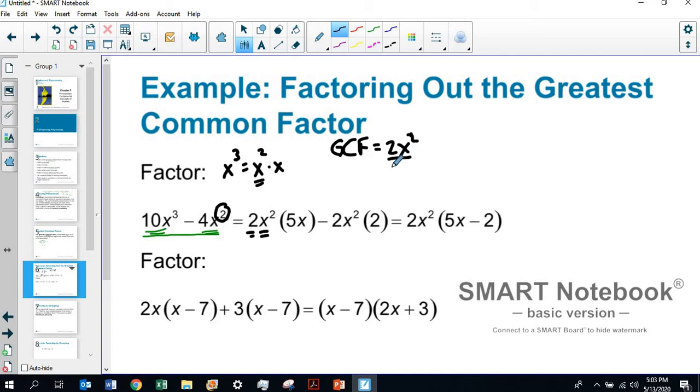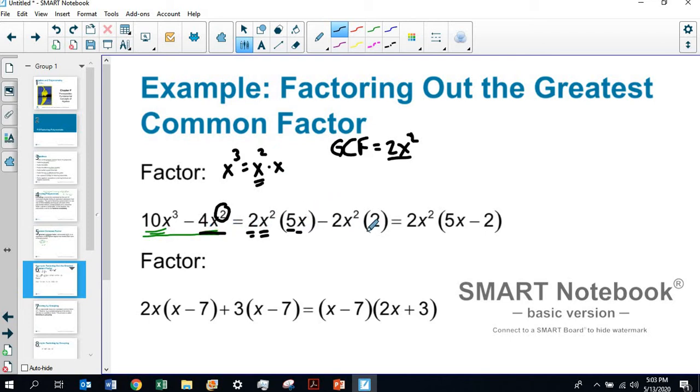Now how do we factor out that 2x squared? We take 2x squared and divide the 10x cubed by it. If you divide 10 by 2, you get 5 left. X cubed divided by x squared, you subtract the exponents. What's left if you take the x squared away? There's only an x left. So we have a 5x left.